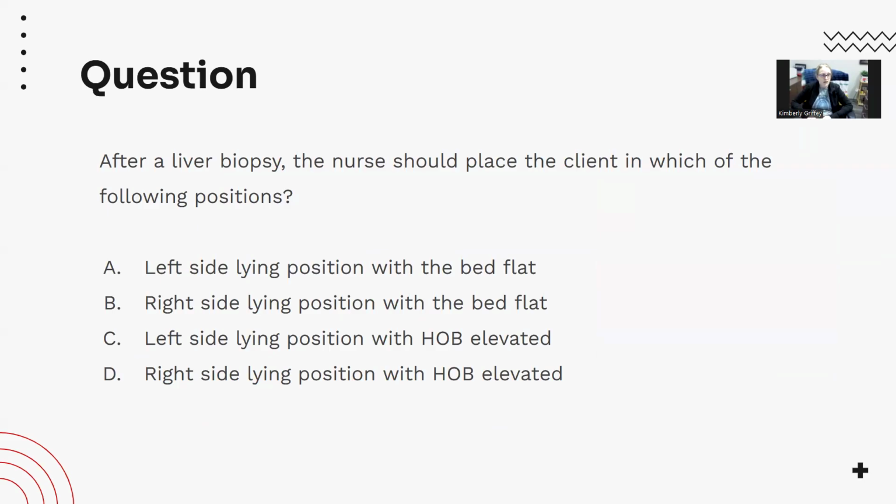So question: after a liver biopsy, the nurse should place the client in which of the following positions? The answer is B. Right side lying position with the bed flat.